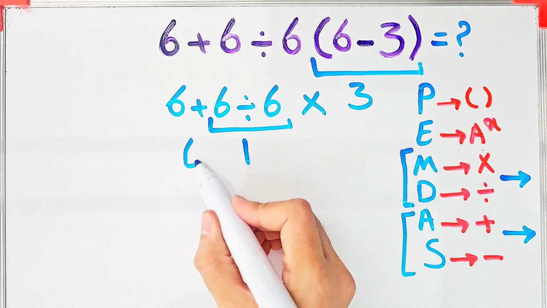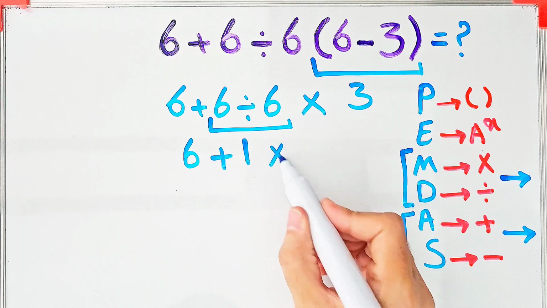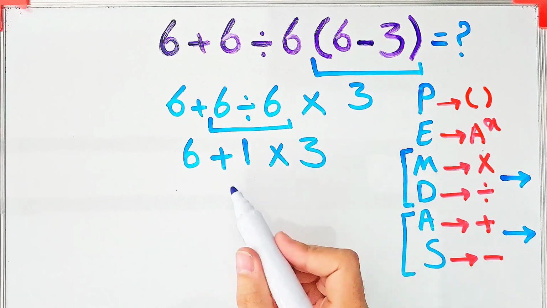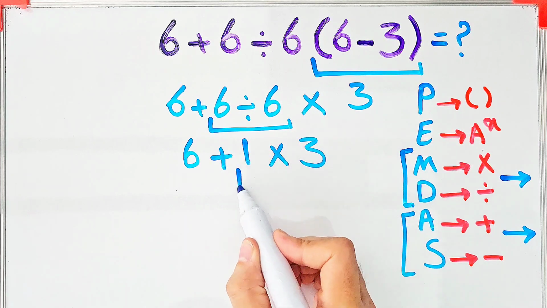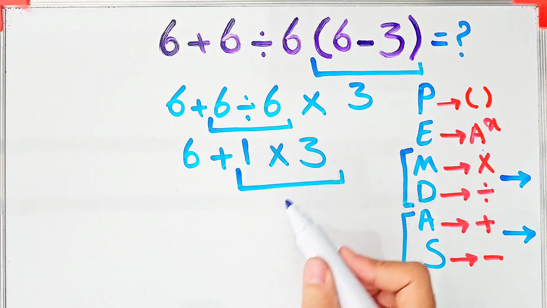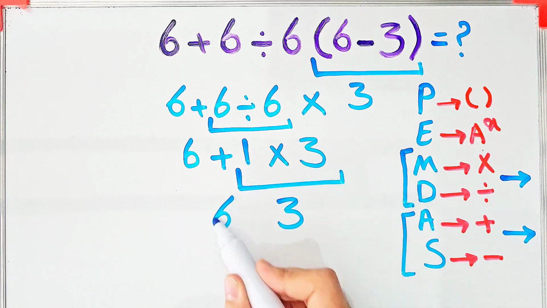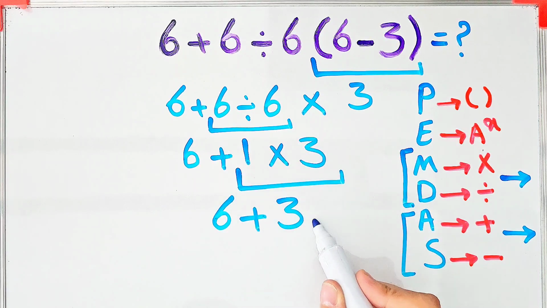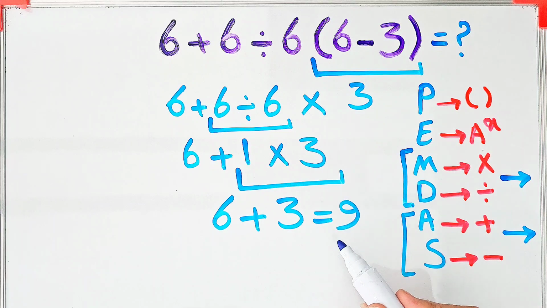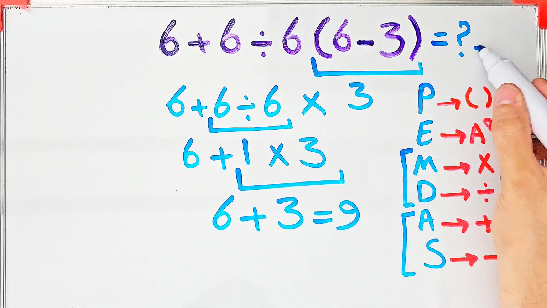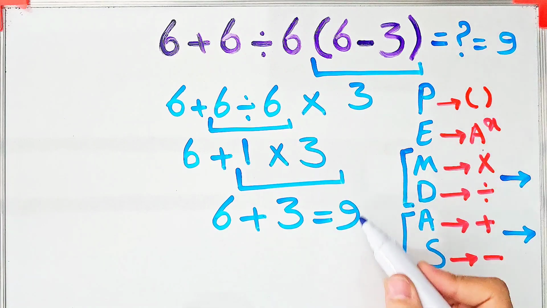We have 6 plus 1, then times 3. In this step, we do the multiplication. 1 times 3 equals 3, and the final answer of this question equals 6 plus 3. 6 plus 3 equals 9, and we get the final answer of this question. Final answer is 9.